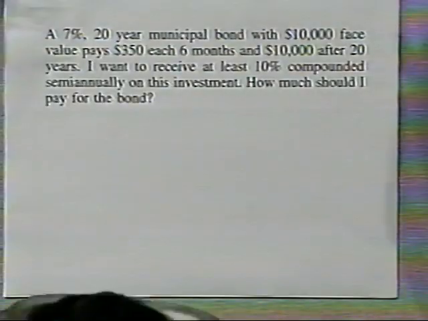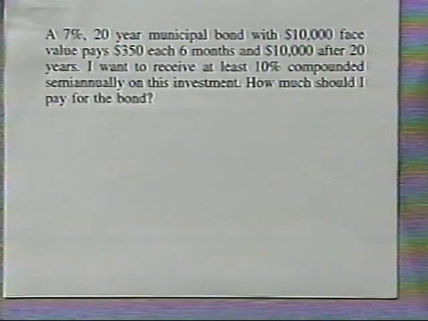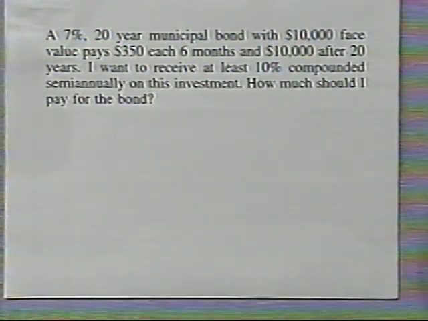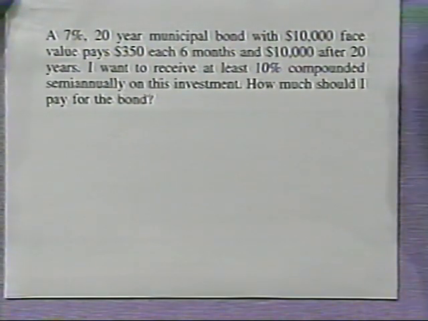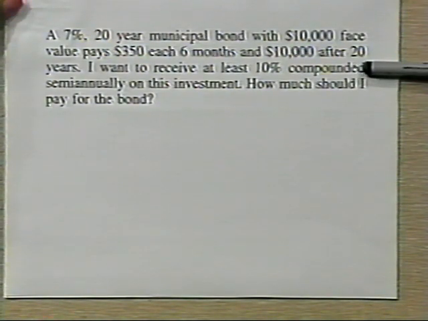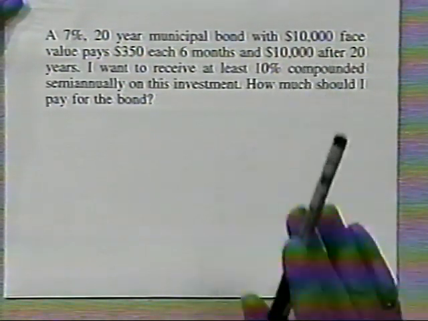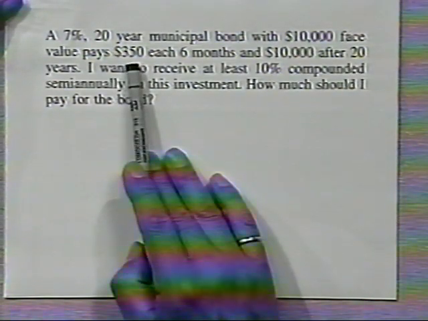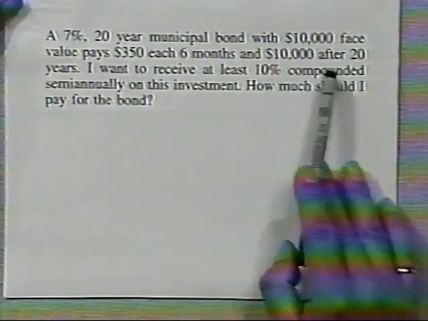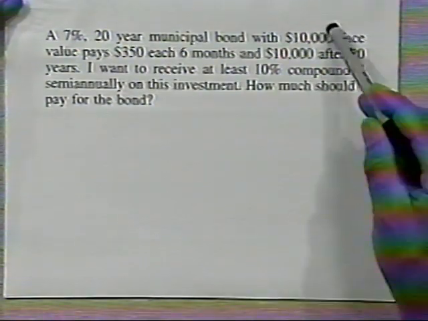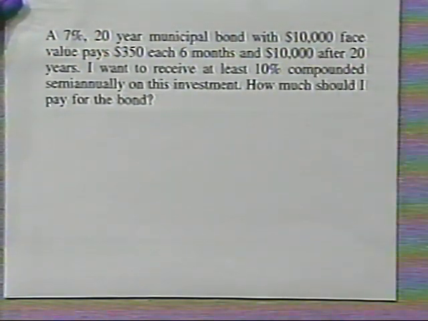Let me give an example to help clarify this. A 7% 20-year municipal bond with a $10,000 face value pays $350 each 6 months and $10,000 after 20 years. First thing I want to point out is that first sentence is very redundant. Saying it's a 7% bond with a $10,000 face value is exactly the same as saying it pays $350 each 6 months and $10,000 after its maturity. Face value and the $10,000 after 20 years, same thing.